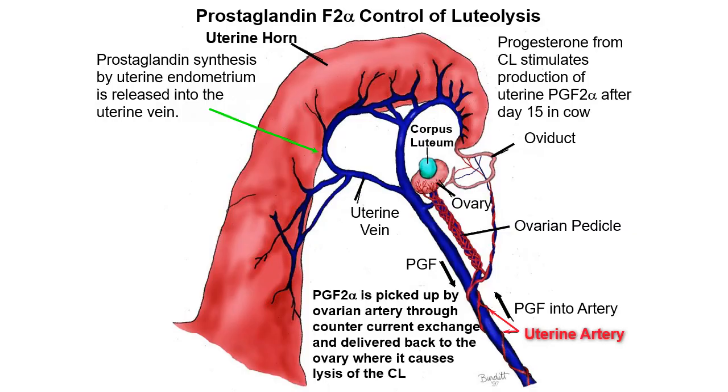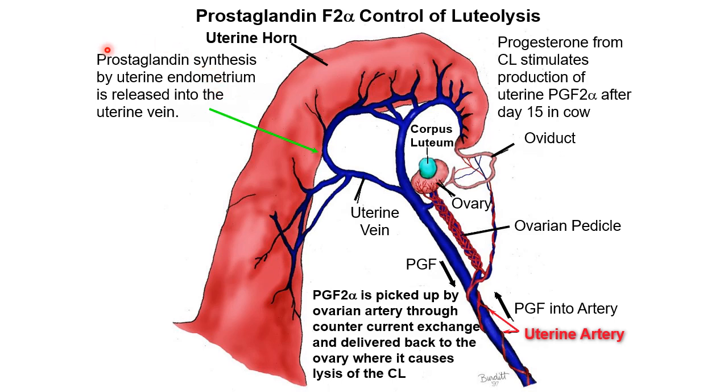So how does the prostaglandin get now from the uterus to the ovary? This diagram shows the control of luteolysis by PGF2 alpha. So of course we can go back now to our estrous cycle, and as we have discussed, at day 15 of the estrous cycle, the progesterone from the CL will stimulate the production of the PGF2 alpha coming from the uterine endometrium.